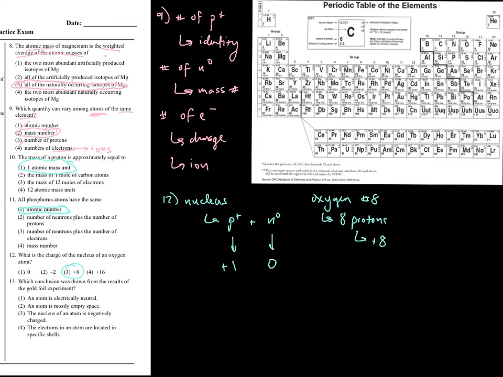Now number 13, which conclusion was drawn from the results of the gold foil experiment? So this you just need to remember. An atom is mostly empty space. That's why we saw a lot of the helium particles, the alpha particles, go through the foil. And it's the same thing with the paper ball experiment. Most of those paper balls went past me.